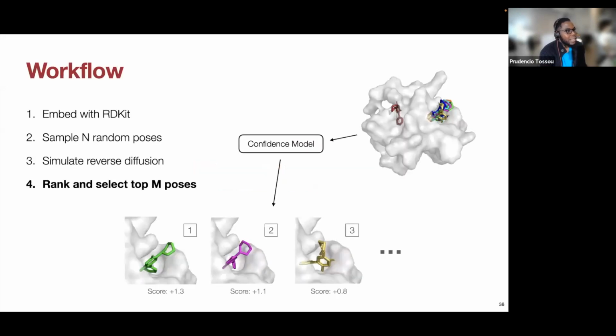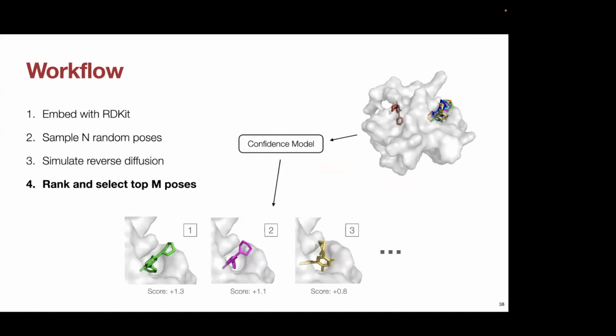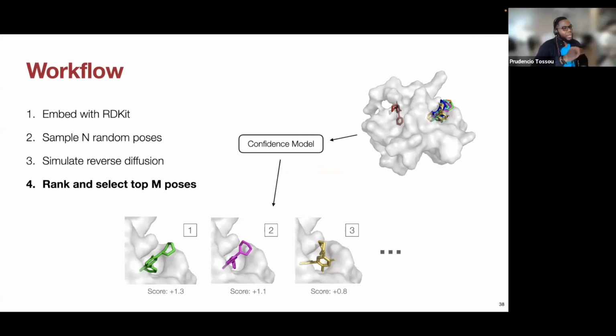Yes, I do have a question on the confidence model. You say you're using a binary classification model to rank the different conformations. That sounds a bit strange to me, because normally you want to rank the poses and select the top 10% or so.